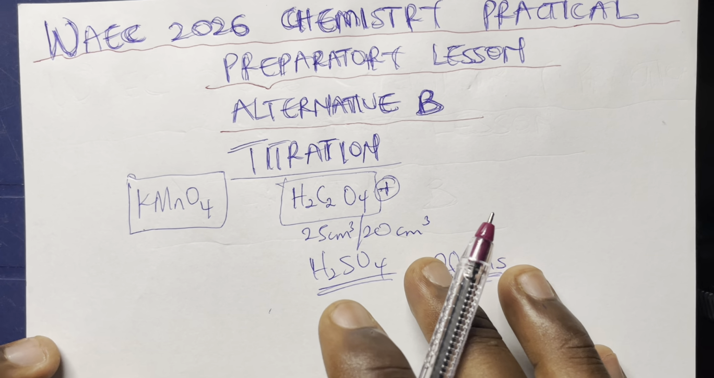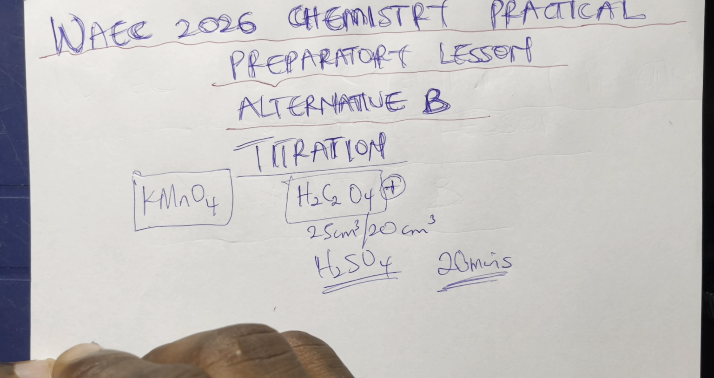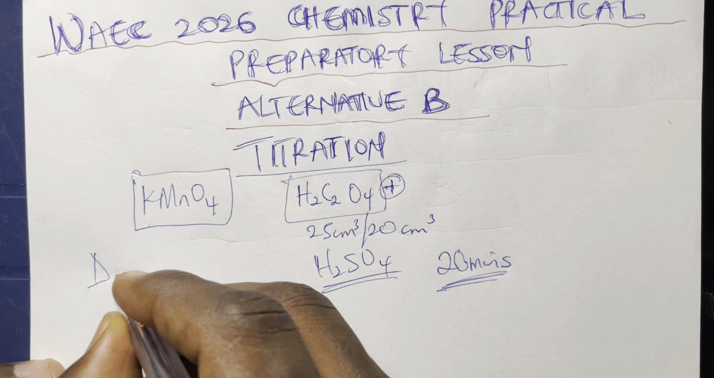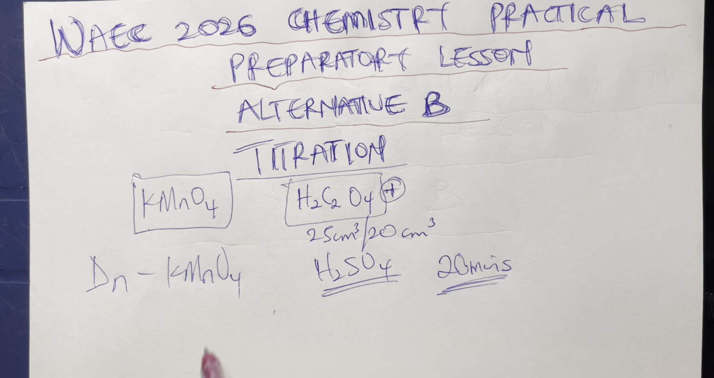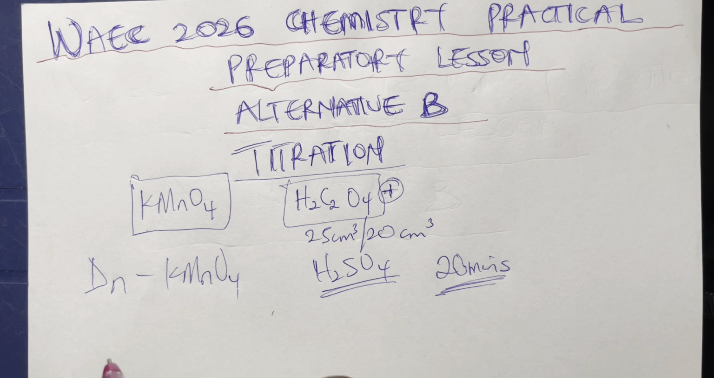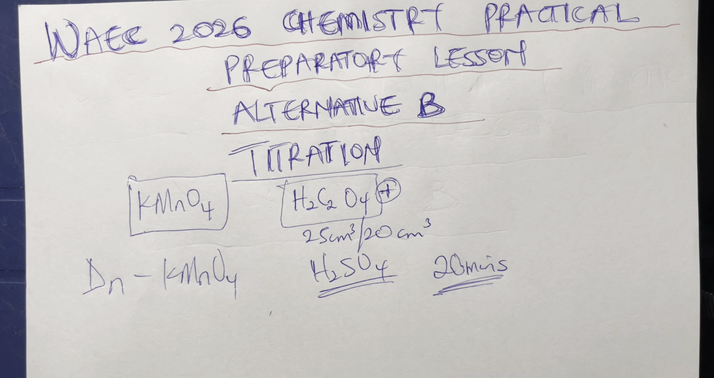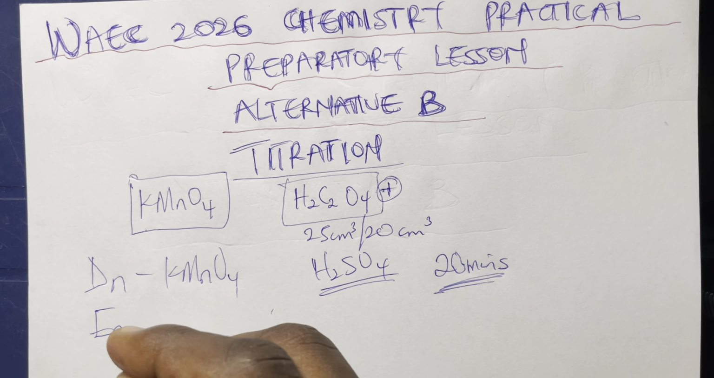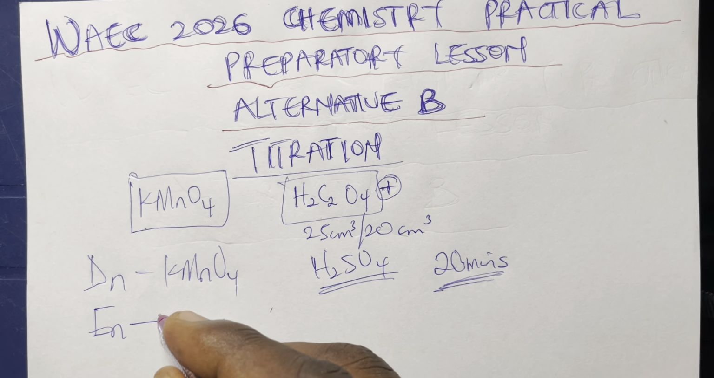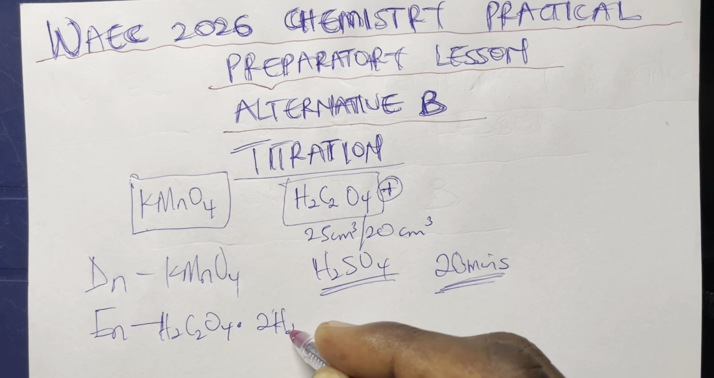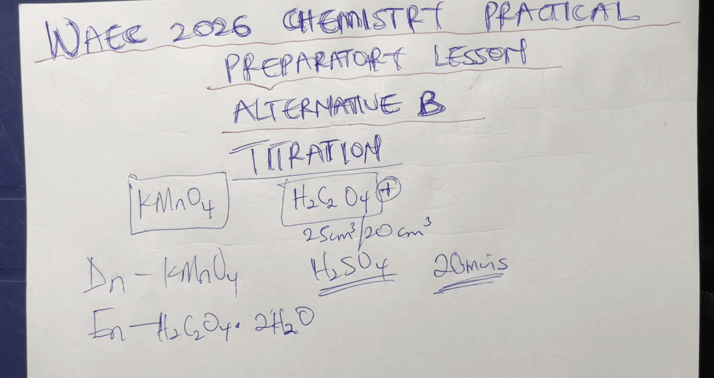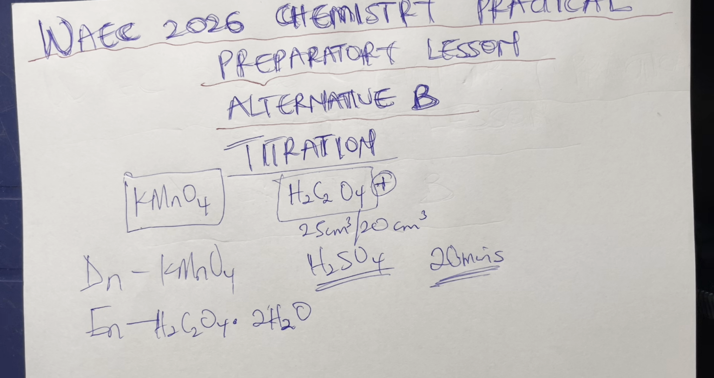Now the specimen, according to what WAEC released, this KMnO4 is called DN, whereas this other one is labeled as EN. So this EN is the H2C2O4. It is hydrated, that means it has water. That is the dihydrate, it has 2 molecules of water. So that was what was released. You are going to titrate this against this and ensure you run your titration very well.